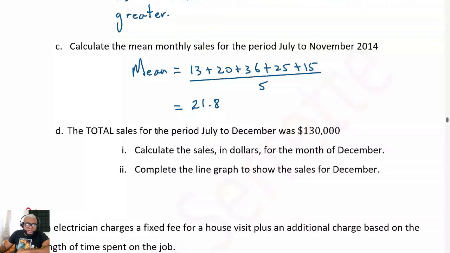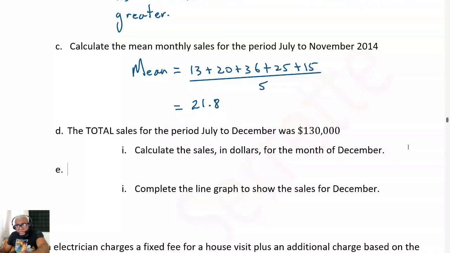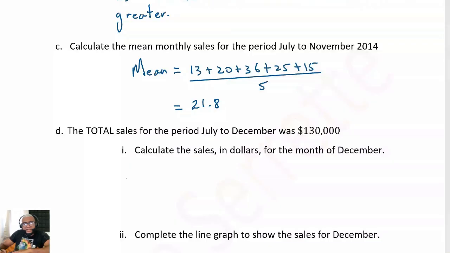Right. So the total sales for the period July to December, they added a month, was 130,000, right? So remember we counted in thousands. So I could safely call this 130 if you're looking at it from the table perspective, right? Calculate the sales in dollars for the month of December. So if the total sales is that, how would I calculate the December sales?